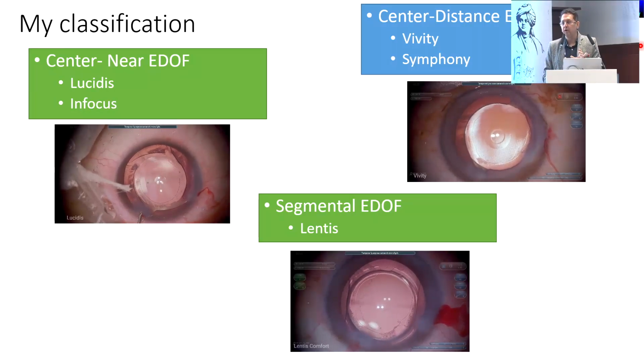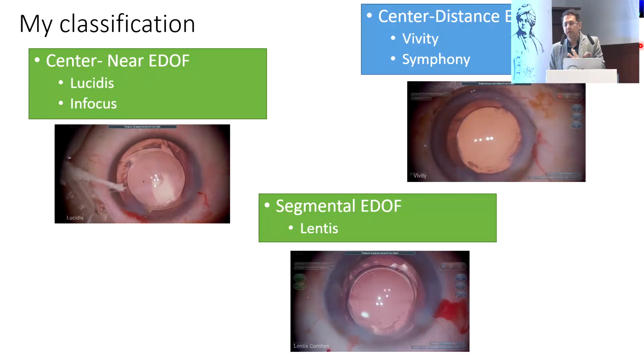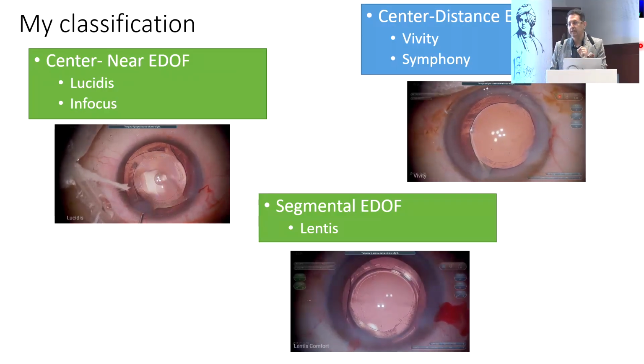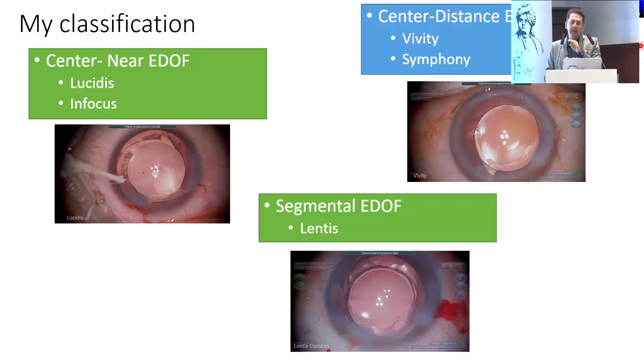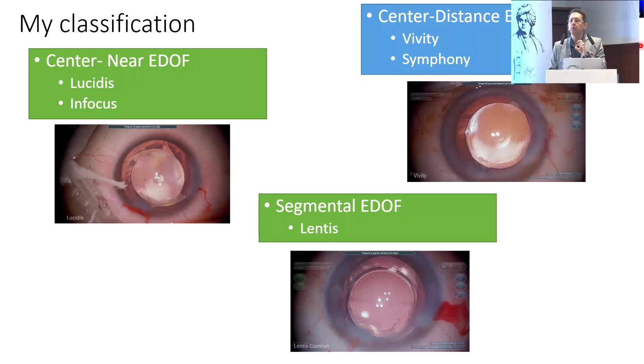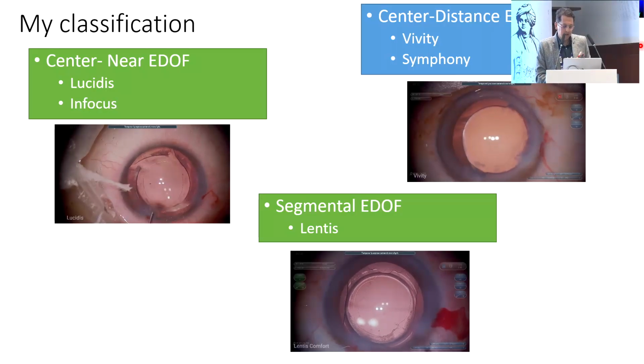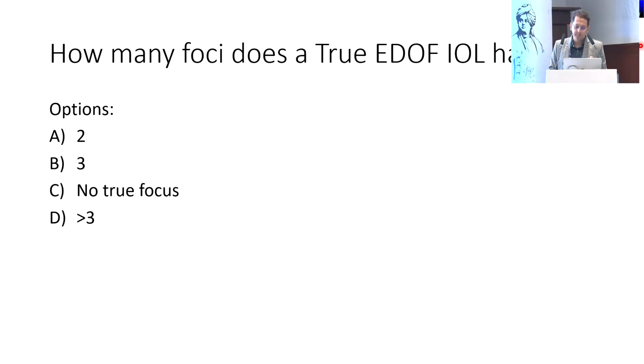Segmental EDOF is basically a combination of the two, but the advantage is that the pupil dependency is the least in segmental EDOF because you are cutting the pupil into half. So even if you have a slightly smaller or larger pupil, it may be more pupil independent, according to my experience. Okay, so just one last question before I end this topic.